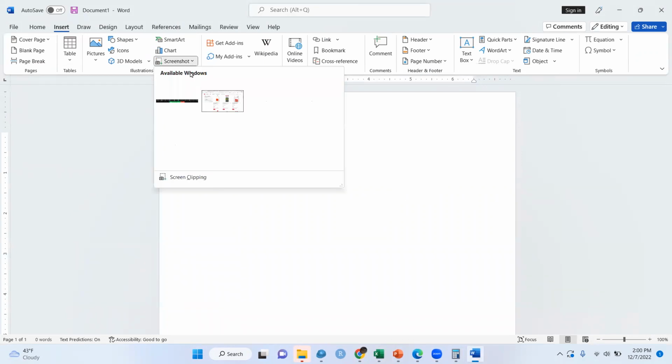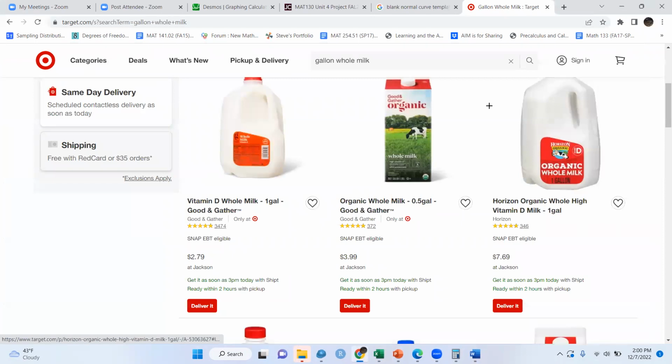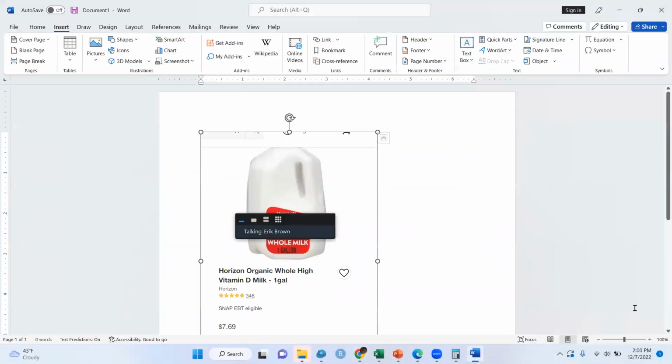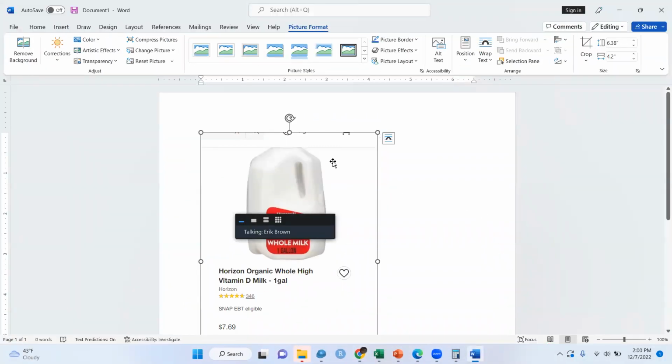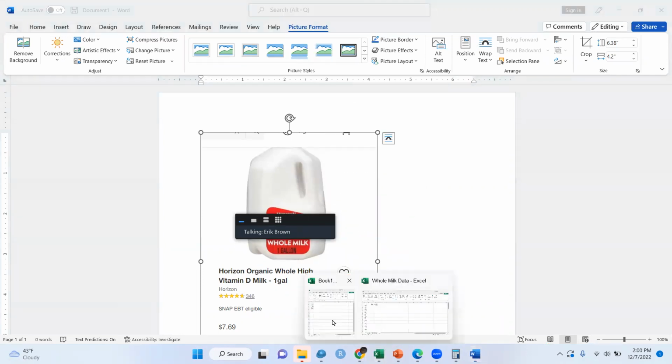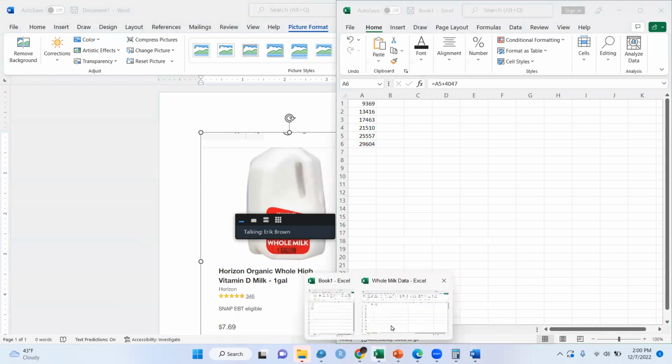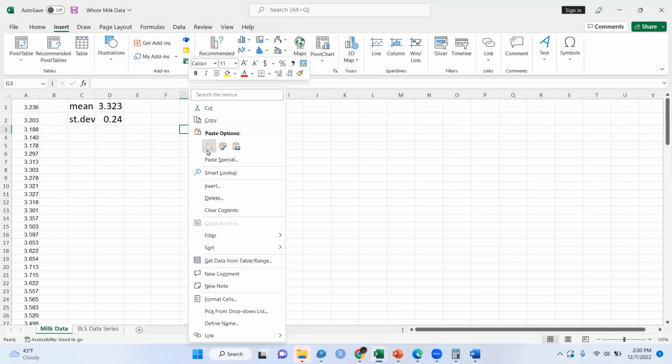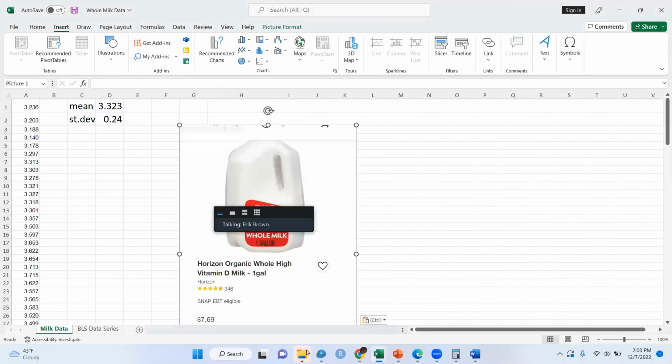So here's the screenshot, and I do screen clipping. There we go. $7.69. Okay. And then I'll just copy this. Will it paste into here? No, that's the other one. There you go. Okay, so you're doing that.